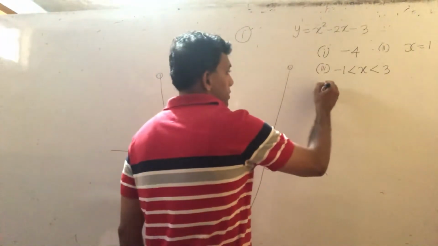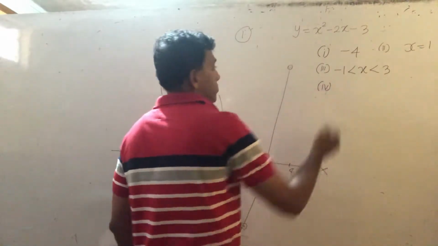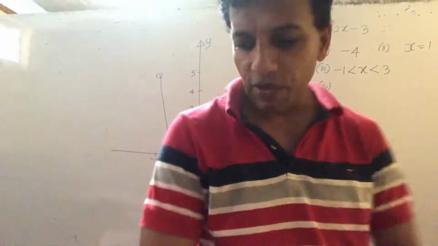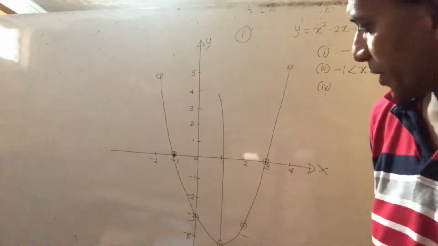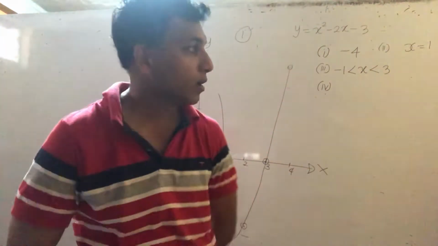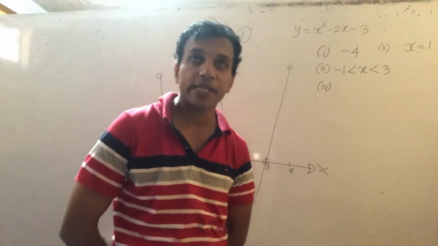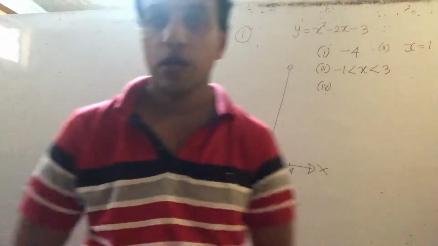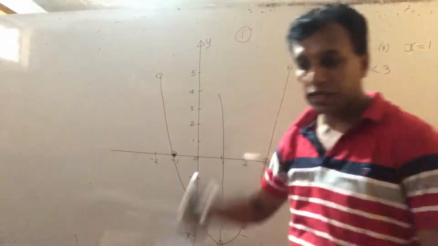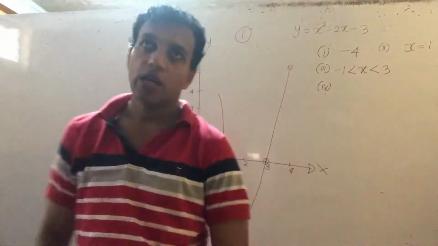Right, next part. Write the range of x where the function is negatively decreasing.